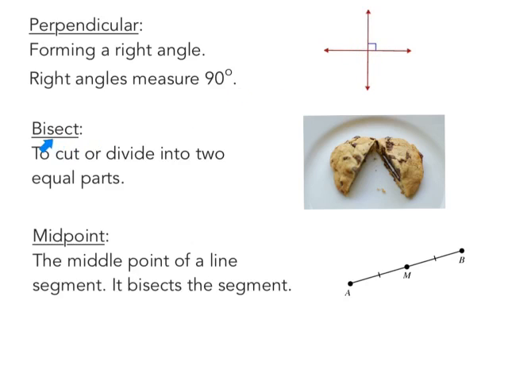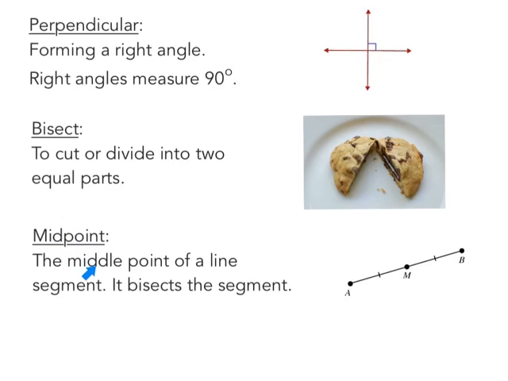The second word is bisect. Bisect means to cut or divide into two equal parts. Very important, it's two. You can see in this cookie how the cookie got cut into two different parts. The cookie was bisected.